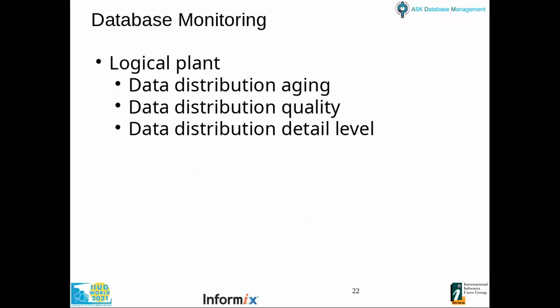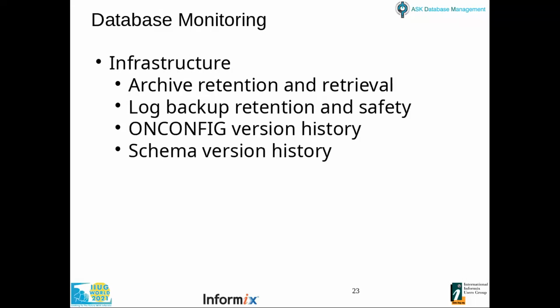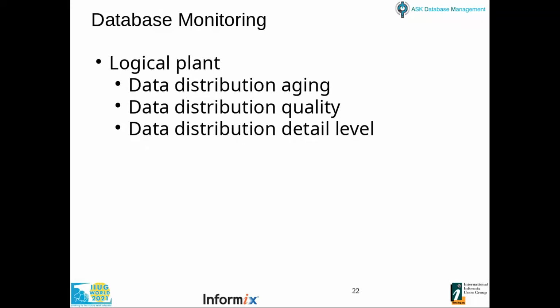You also have to keep an eye on your logical plant, and that has to do with data distributions, aging, the quality of them, the detail level. Let me go back to that and talk about it. So if your distributions are more than n days old, your queries may be becoming inefficient. And you have to know what that aging is for different tables, because if a table is static, you may only need to regenerate distributions for it, I don't know, maybe once a year. Well, that can save some processing time, right? And reduce the overhead on your system. You don't need to be running update statistics on every single table every single day, right?